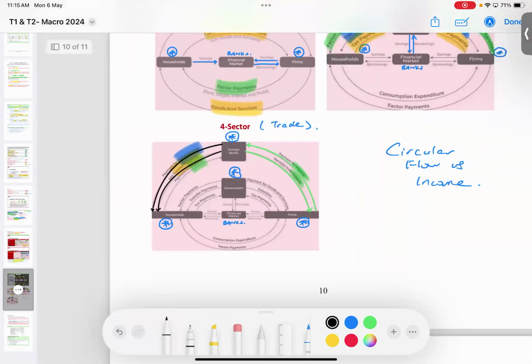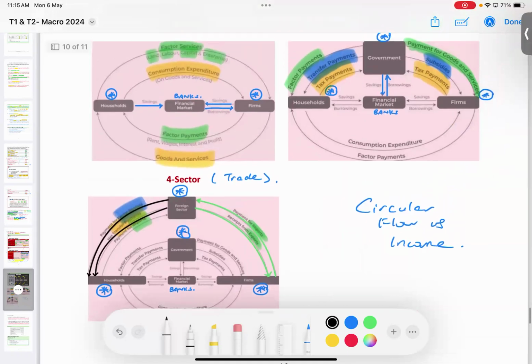So this is just to show you all the three sectors of the circular flow of income.